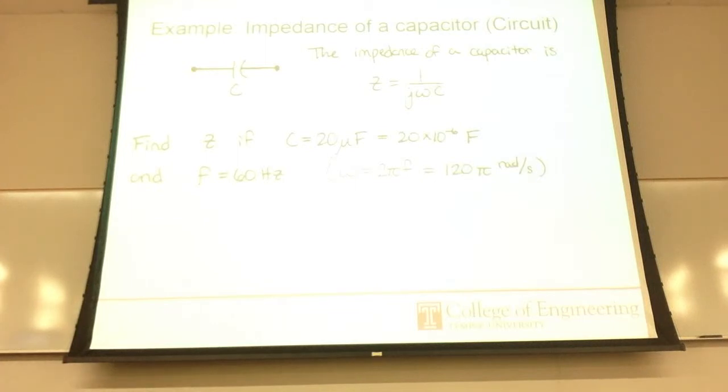So in this case, if I want to find the value of impedance, all I have to do is just put the values of omega and C in there. So Z is going to be simply 1/(jωC). So now we have found the value as 132.6 over j. Okay?